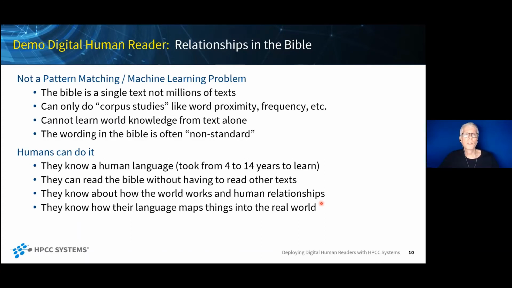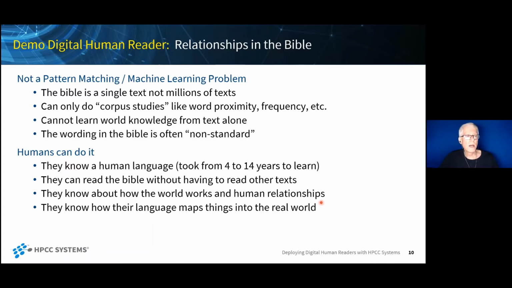But if we humans can do it, we can write a digital human reader for that. They know the language. It takes anywhere from 4 years to 14 years to learn a human language. You want to know which languages? 4 is for English, one of the easiest languages, though not the easiest language in the world to learn. And 14 for a language like Finnish.